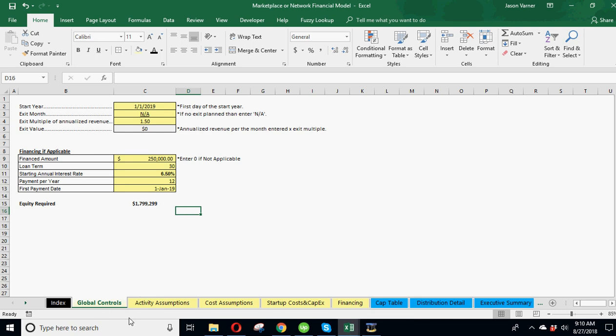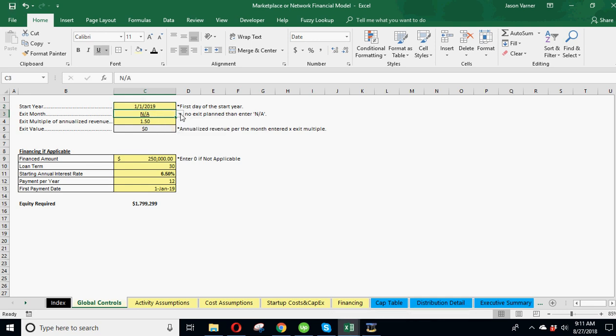Okay, so anyway, global controls here. This is where you're going to put in the start year. This means the first day of the year you plan on starting the business, not the actual month of revenues. Because this goes out for 5 years, in order to do a clean model, even if you start somewhere during the year, which you'll have assumptions that can do that, this needs to be the first day of the year you plan on starting up.